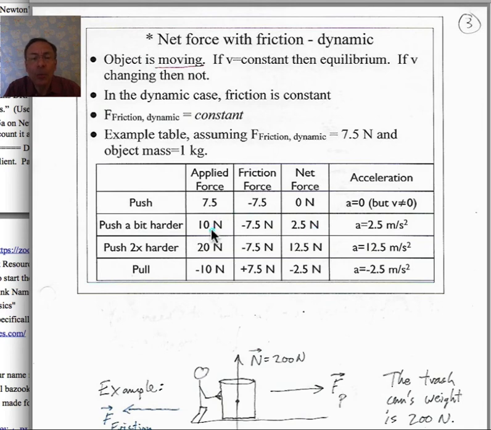Now we push a little harder, 10 newtons. The friction force stays the same. It's still 7.5 newtons, right? That's what kinetic friction does. It's a constant. So the net force is 10 plus negative 7.5, you get 2.5 newtons. Remember I said the object's mass is 1 kilogram, and remember Newton's second law, a equals F net over m. So F net is 2.5, divided by a mass of 1. So the acceleration will be 2.5 meters per second squared.